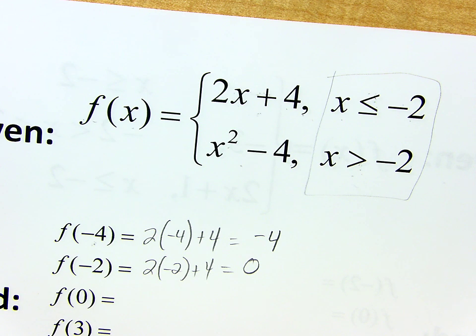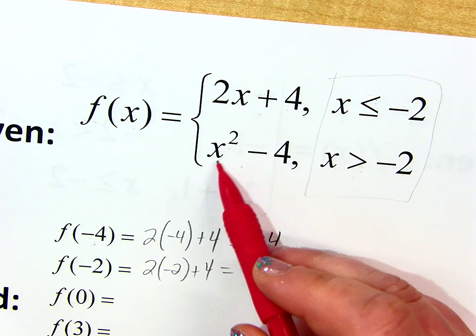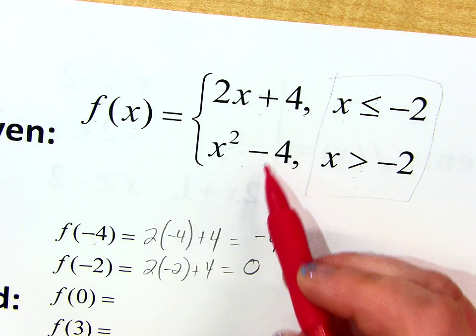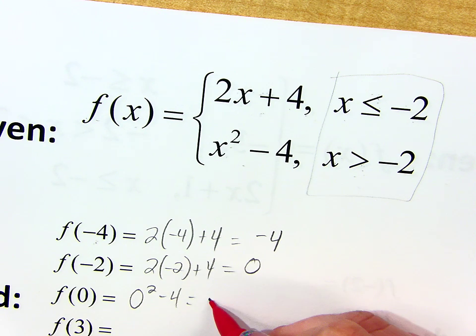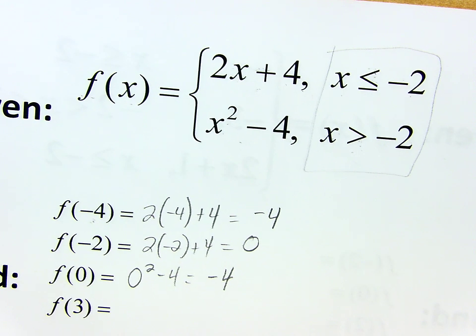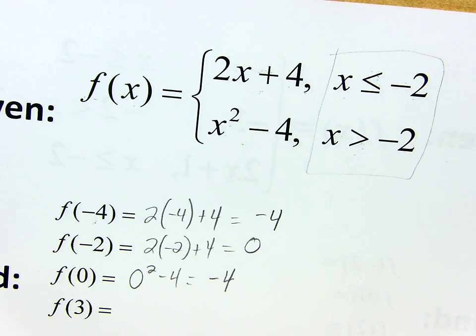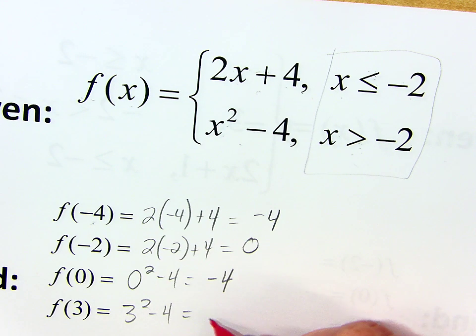All right, let's plug in f of 0. Where does that live, the top or the bottom? Bottom this time, because 0 is greater than negative 2, so I'm going to plug it in here. And when I do that, I get out negative 4. And lastly, f of 3 on the bottom, so I'd get 3 squared minus 4, which is 5.